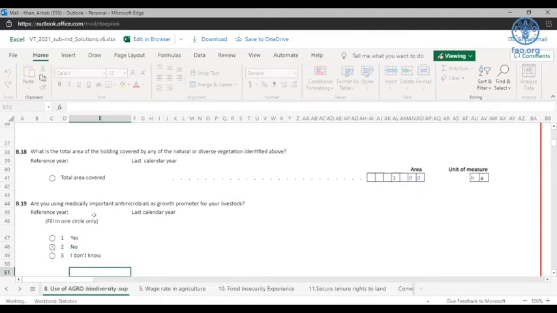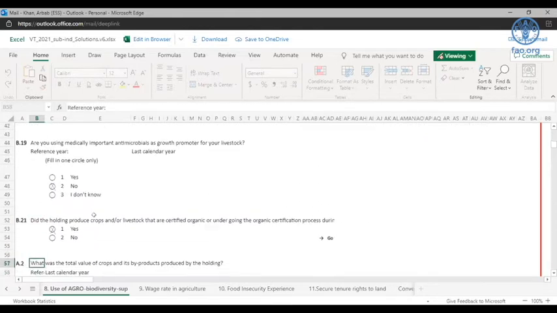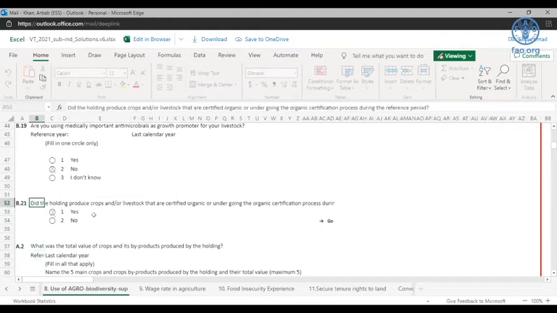by these vegetations. Now, another criterion that we are proposing, of course, this was thoroughly discussed, as I mentioned, like any other part of SDG 241, is that we ask the holder whether he or she is using medically important antimicrobials as growth promoters for livestock. So we assess that, and then based on the question, we assess whether the holding qualifies for this criterion or not. Again, another question: did the holding produce crops and or livestock that are certified organic or undergoing the organic certification process during the reference period? The answer could very well be yes or no.